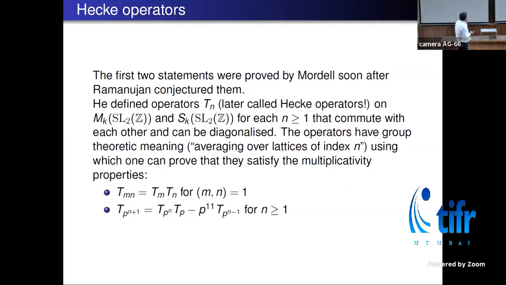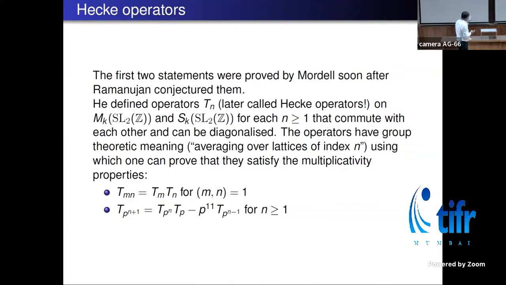All right, so the first two properties, which were the multiplicative properties of the tau function, were proved pretty rapidly, within a year or something after Ramanujan conjectured them. And then they were proved by Mordell, and he introduced operators, which later on got called Hecke operators. Hecke studied them further and deeply. He introduced certain operators on the space of modular forms that commute with each other and can be diagonalized.